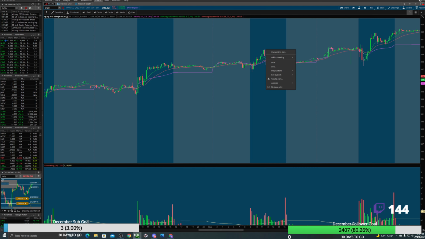Now, that's not 1% from your entry. Remember that, okay? Because some people think, oh, I entered right here, it should go 1%, right? And then they only get 0.6%, and then they're like, what the heck, right? No, it's from the base of the pivot to the top.